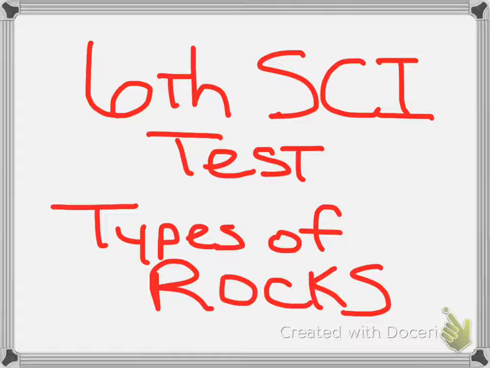Sixth grade science test, types of rocks. Number 1. Igneous rocks and metamorphic rocks have similar formation in that they both A. require extreme heat, B. always form from sediments, C. cool to form distinct layers, D. often contain fossil organisms.